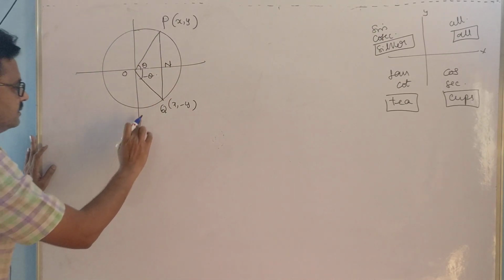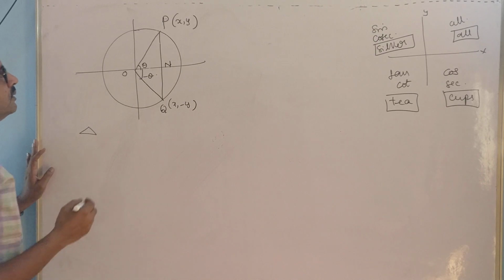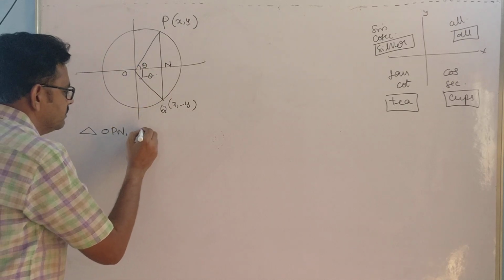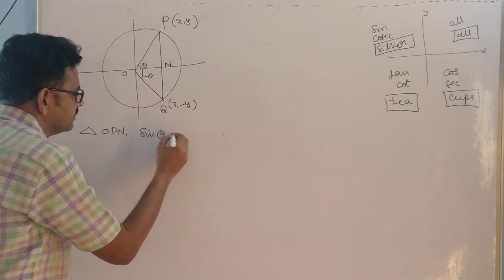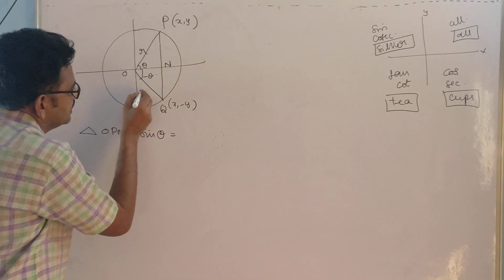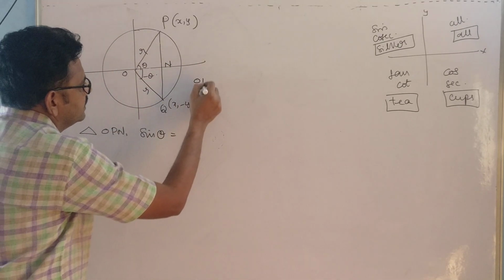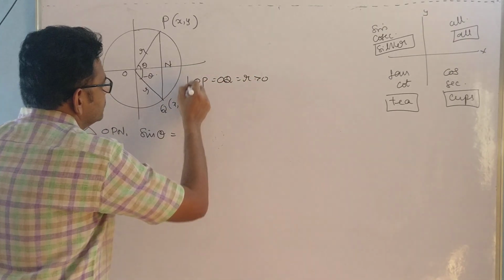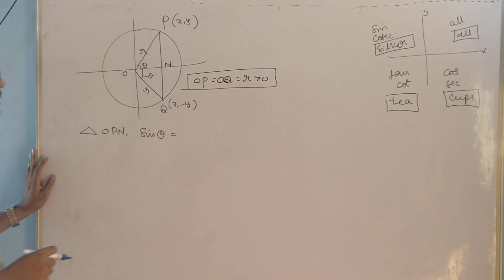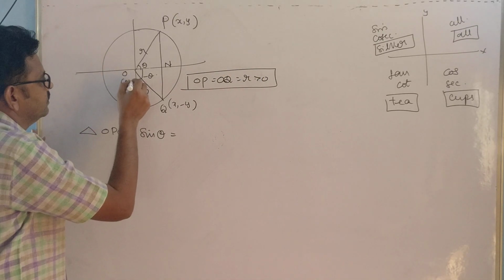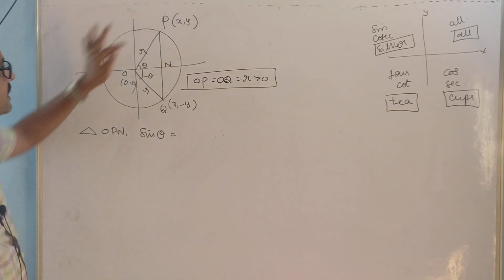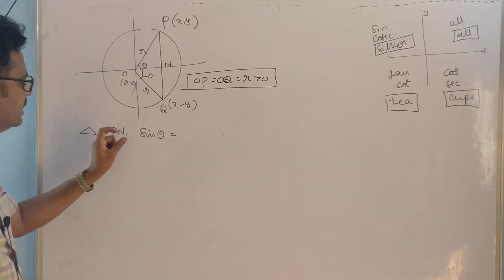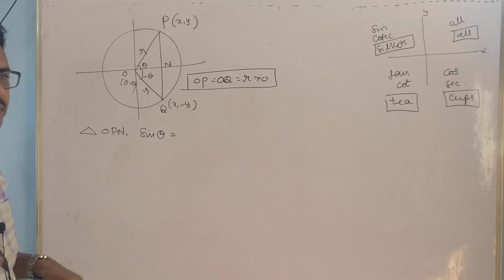Now from this triangle OPN, you can take this triangle. This is R, the positive distance. This is also R. The distance OP is equal to OQ is equal to R, where R is always positive. OP means the distance from 0, 0 to this point, root of x square plus y square. This is also root of x square plus y square. So this is always positive.